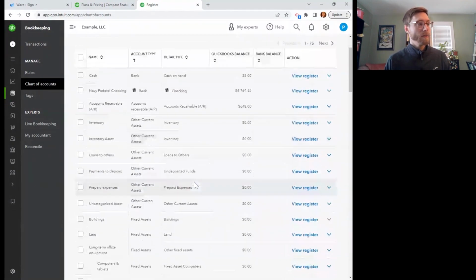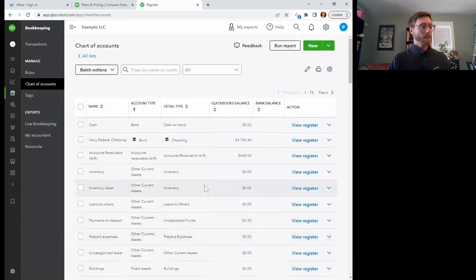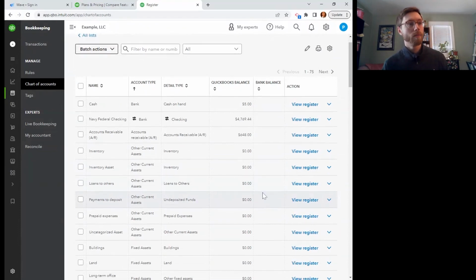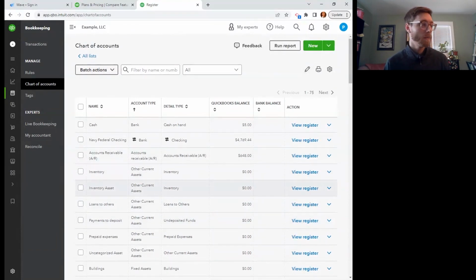Okay, great. So that was just an overview of the chart of accounts. We covered how to inactivate an account, which means removing it from your drop-down menus and making sure that no one uses it in the future. And we covered how to create a new account.